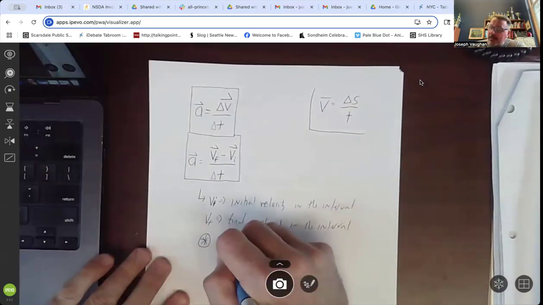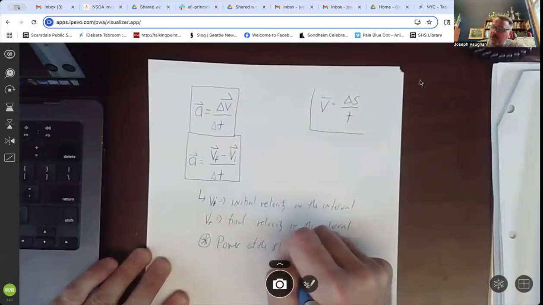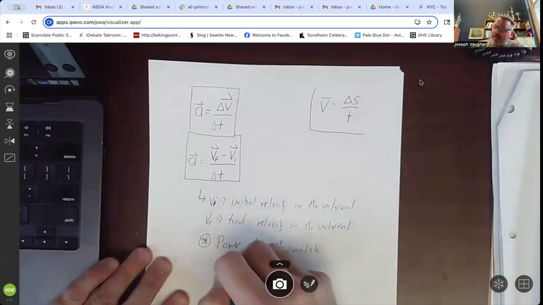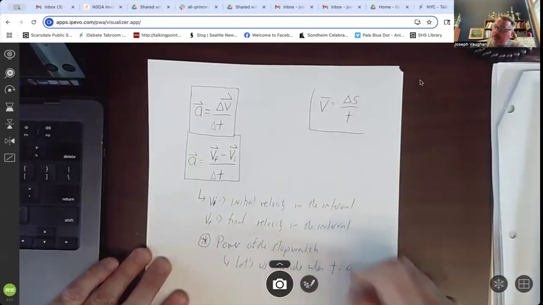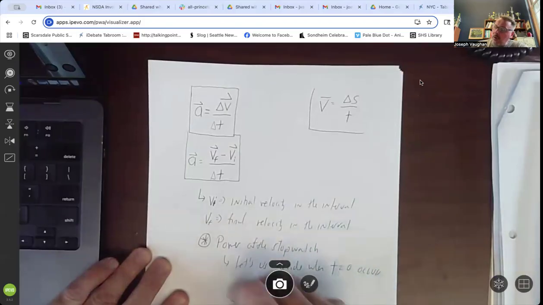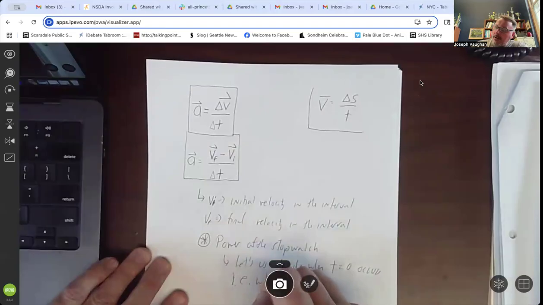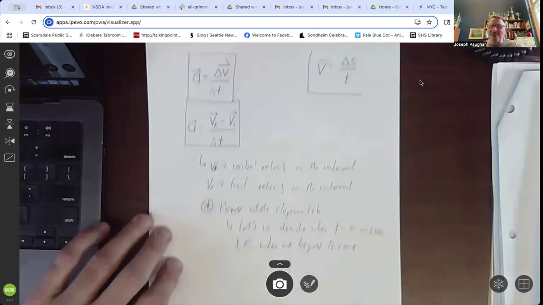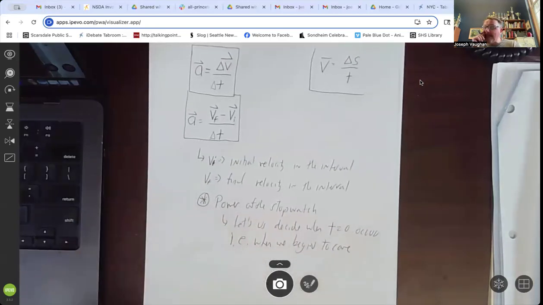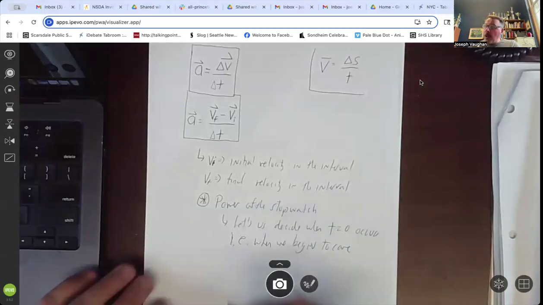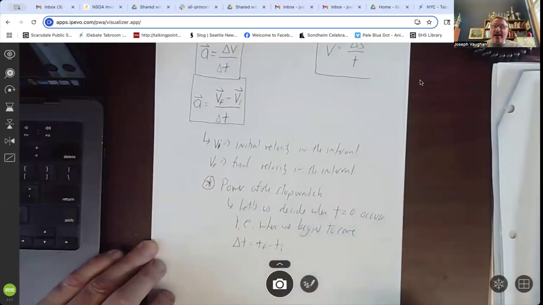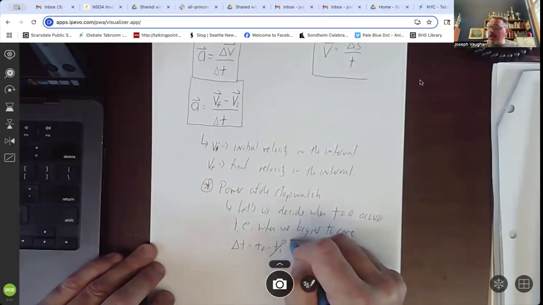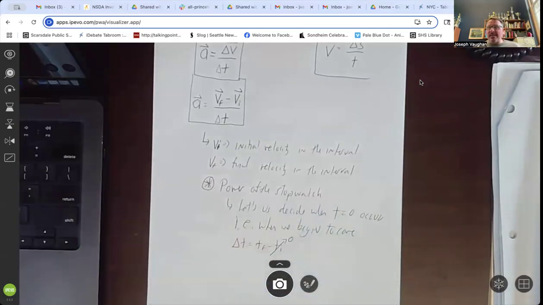So I'm going to write that down: the power of the stopwatch is really important because that lets us decide when t equals 0 occurs, i.e., when we begin to care. But then why does that solve our conundrum here? Well, because delta t, folks, would be t final minus t initial. And if I just set the initial time, when I start caring about it, to be 0, then delta t is the same thing as t final.